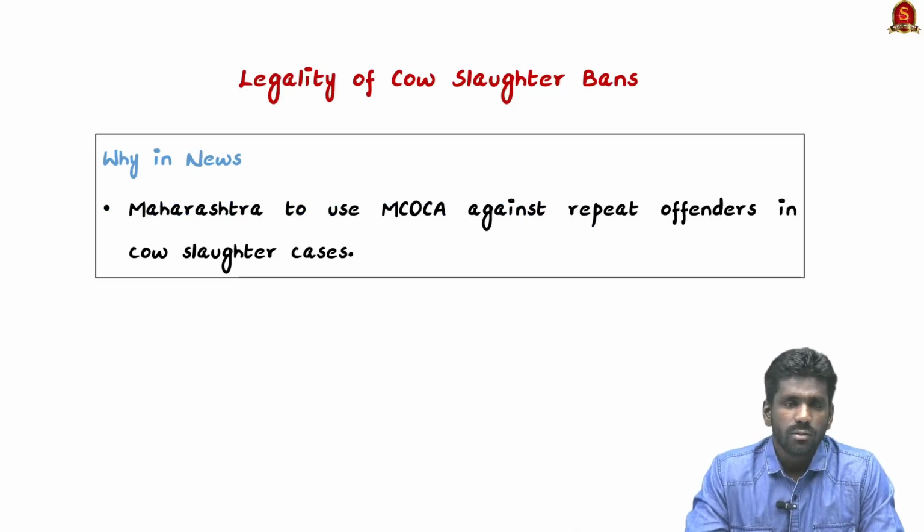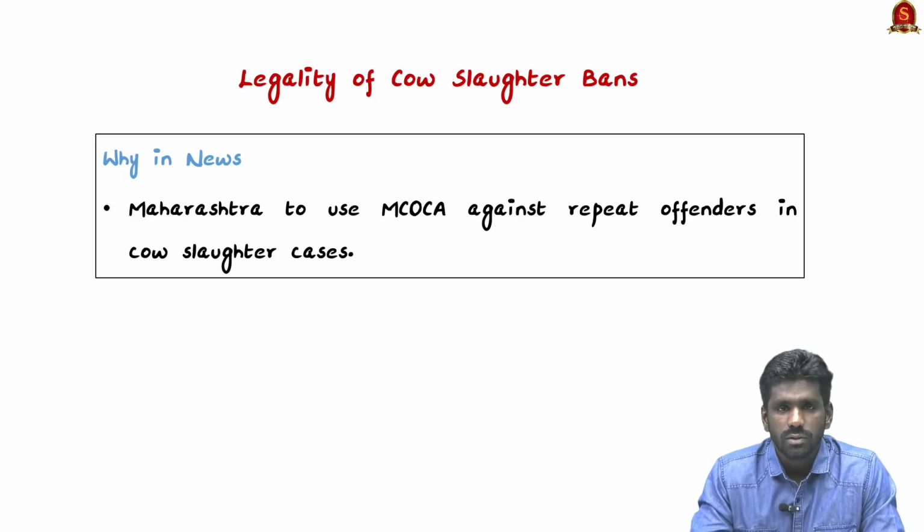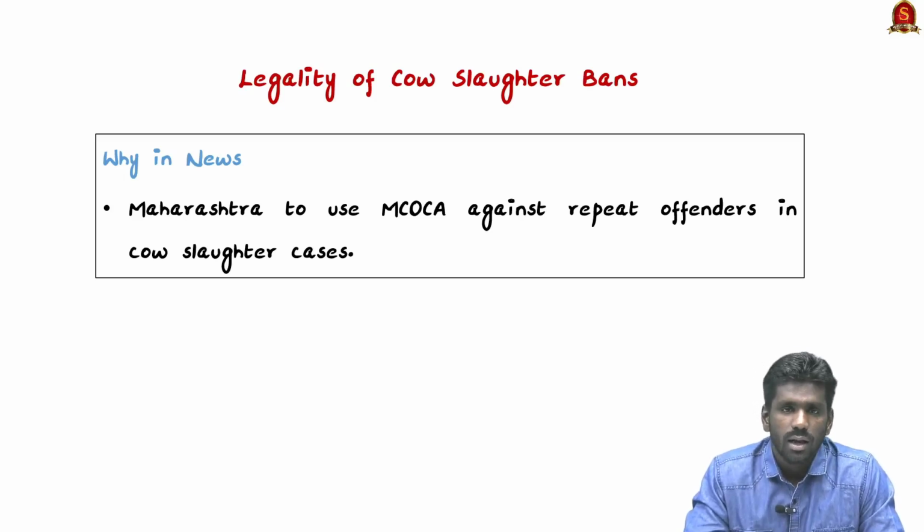Now we are going to discuss the legality of cow slaughter bans in India. There are always debates about the cow slaughter bans in India, and these debates have resurfaced because Maharashtra decided to use the Maharashtra Control of Organized Crime Act against repeat offenders in cow slaughter cases.